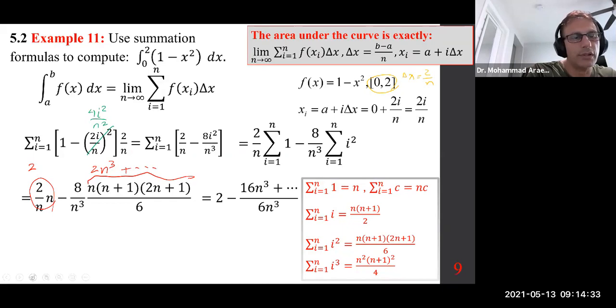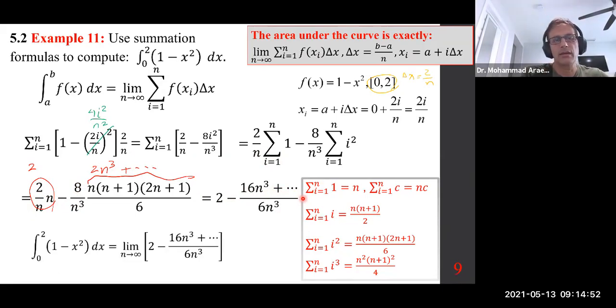Notice what I have written here. I want to make sure everybody understands. So this is 2. This is minus 8 times 2, minus 16n cubed. The rest are not important. Why not? Because we are going to take a limit as n goes to infinity. And when we take a limit, see now I'm putting the limit.